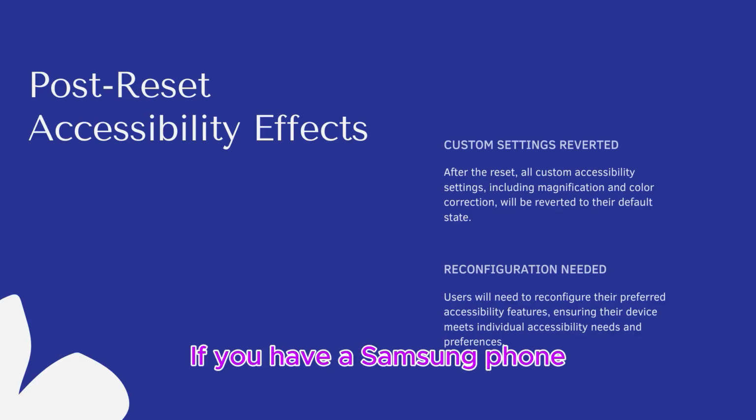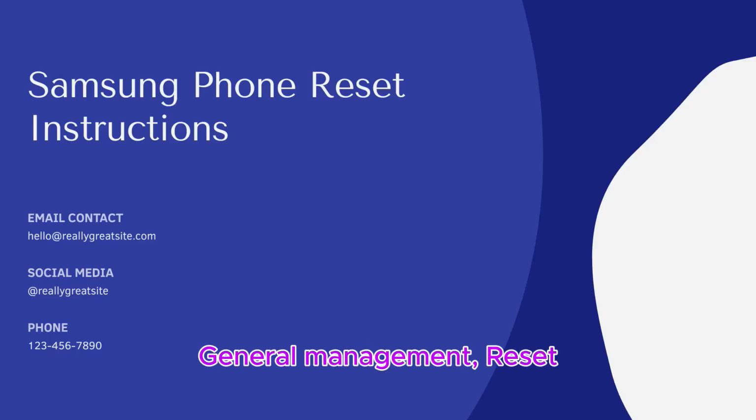If you have a Samsung phone, the path may be Settings, General Management, Reset Accessibility Settings. This is a useful fix if an accessibility feature is malfunctioning.